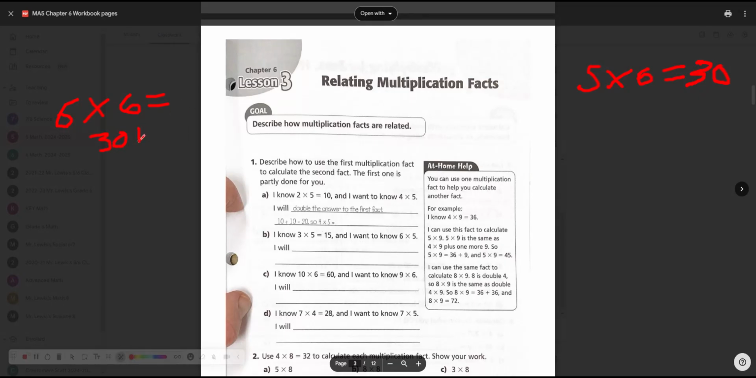plus one more 6. And if you're thinking, Lewis, this looks really familiar, it should. This is the count up or the count down strategy that we learned back in lesson 1 and lesson 2. Okay? So yeah, this isn't really anything new. We're using multiplication sentences that we're strong with to help us with ones that we're not. And then of course, 30 plus 6 is 36. Absolutely.